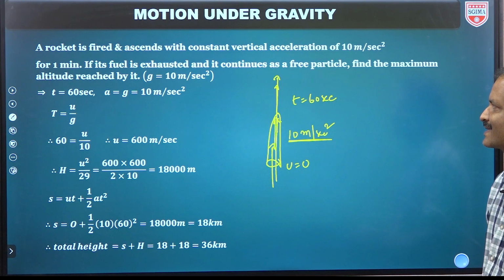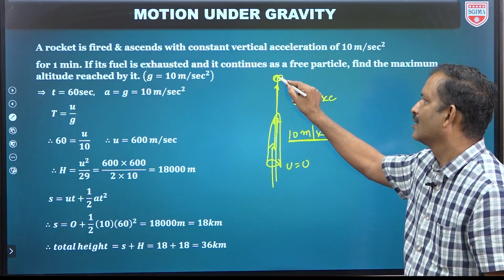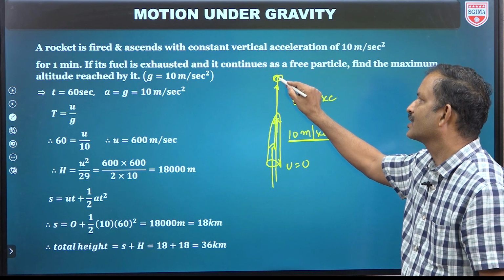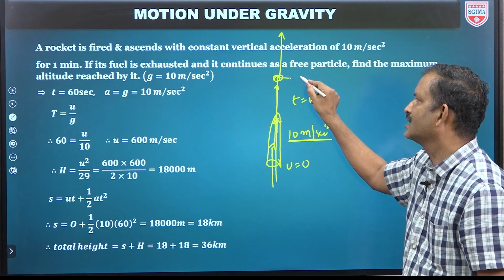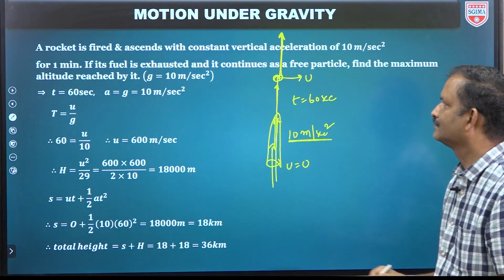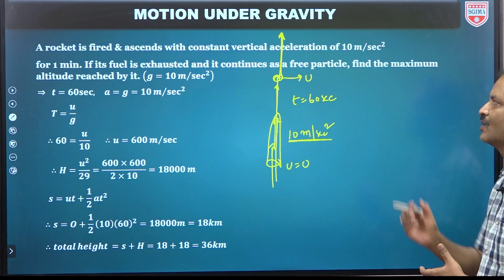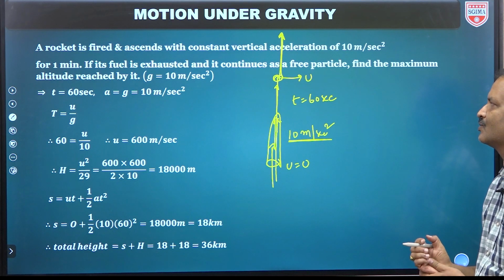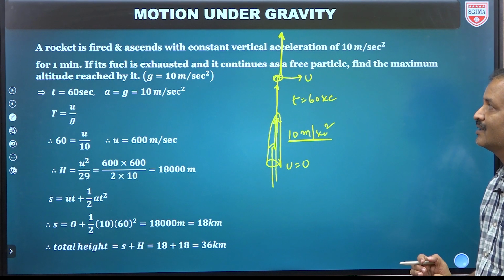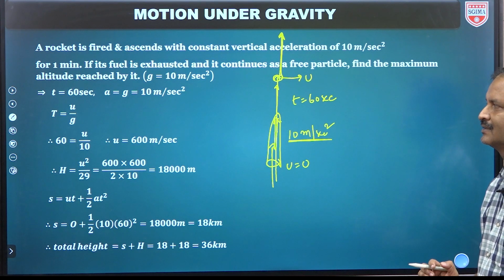If its fuel is exhausted and it continues as a free particle, once fuel is completed, now it is a projected body. What velocity it will get? With that velocity, it is projected as a body. It is a free particle. No upward force is there. Only force is acting in the downward direction due to gravitational force. Find the maximum altitude. Altitude means height reached by it.